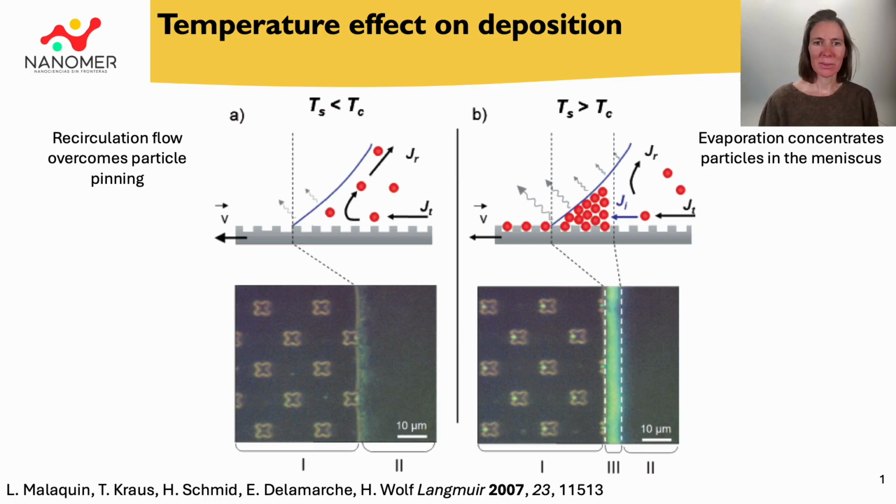For instance, when we have a low temperature, the convective steering towards the drying line is low, and so particles will just be brought back into the bulk. However, when we force evaporation, we're going to force the particles to be stuck at this drying line between the drying meniscus and the substrate. When they're pinned like this, then they deposit.